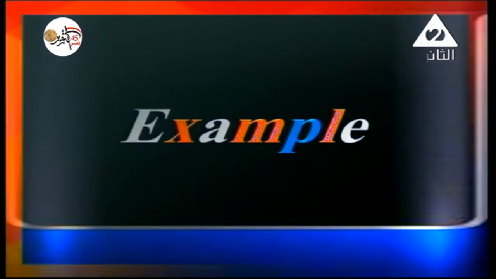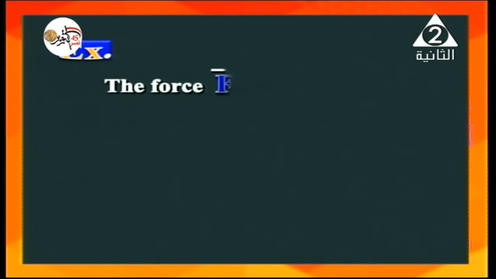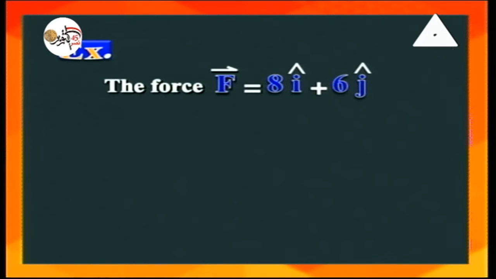My dear student, look at another example. The force F equals 8i plus 6j. We know that we can put the force by using i and j. What is i? The unit vector in the x-axis, and j is the unit vector in the y-axis. i equals the unit vector (1, 0), j equals (0, 1). We can write F equals the ordered pair (8, 6), or 8i plus 6j, the fundamental vector.